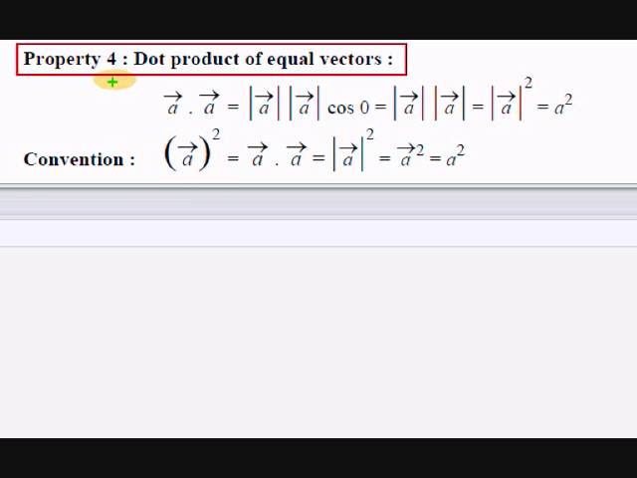Let's take property 4, the dot product of equal vectors. What is an equal vector? Assume there is a car traveling in one direction, okay? Another car, the same car, is coming in the same direction. So this is the equal vector. Well, at the same speed, if two cars are hitting, what is the resultant effect? That would be equal, right?